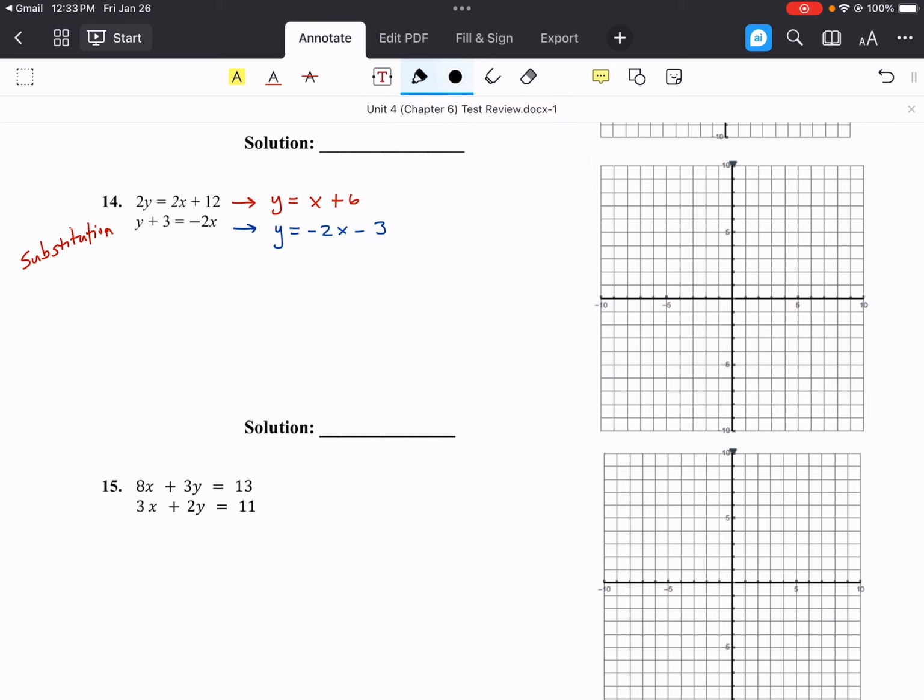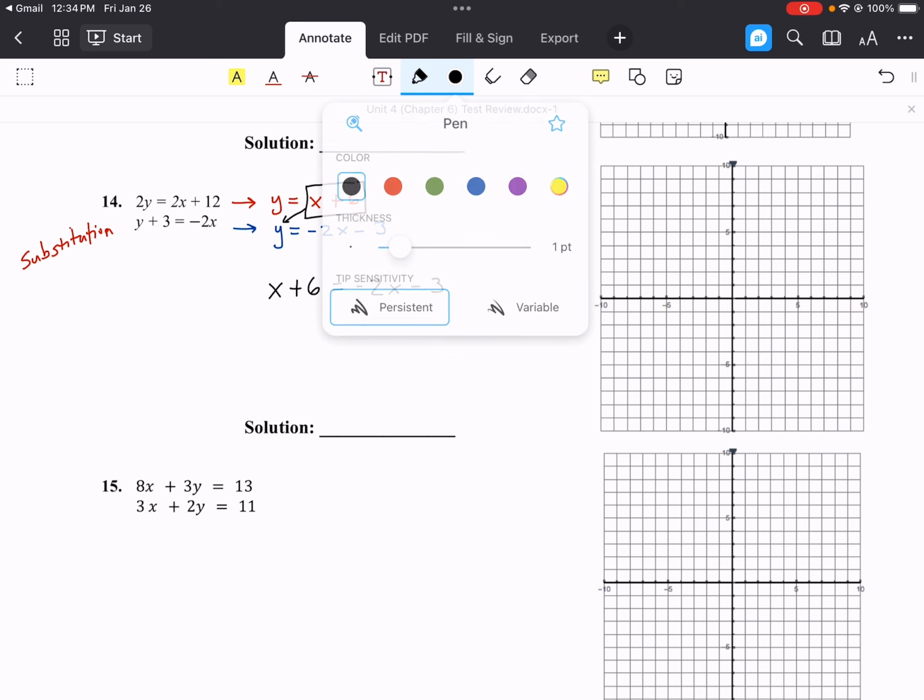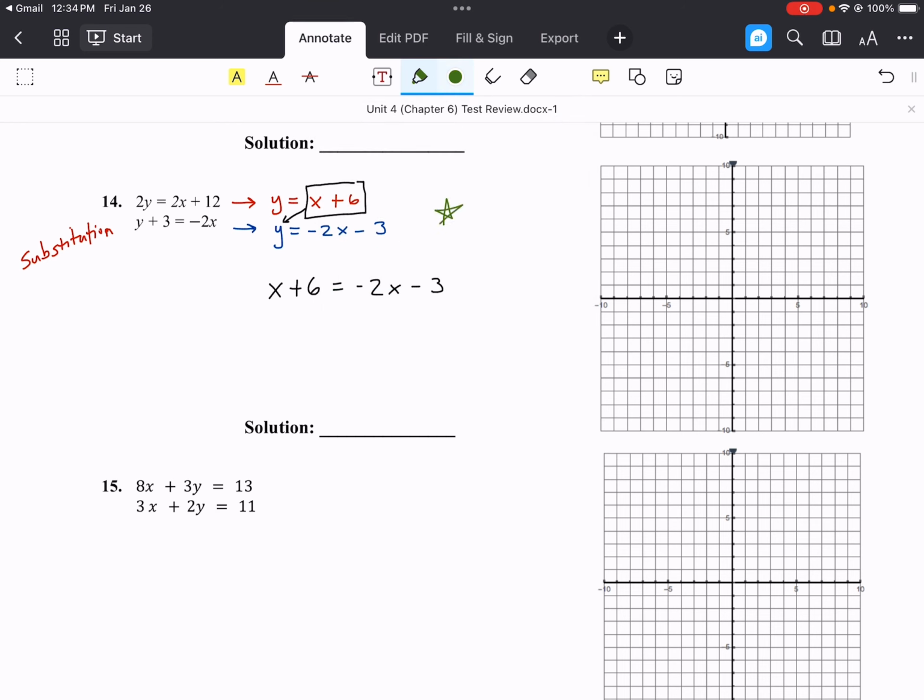To use substitution here, you're really thinking about the fact that you have y equals all of this quantity, and you're plugging it into y in the other equation. So x plus 6 equals -2x minus 3. And then you're going to use your algebra skills to solve for x, plug it back into one of the equations to find y. You could also solve this particular problem by graphing since we've got them both in this form. So graphing might also work.